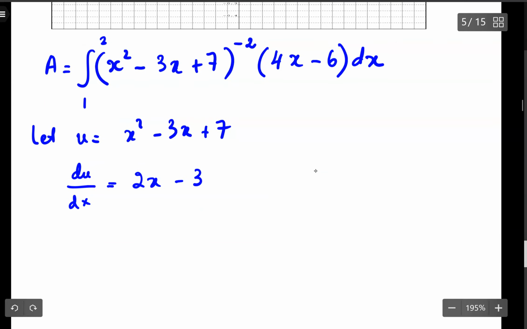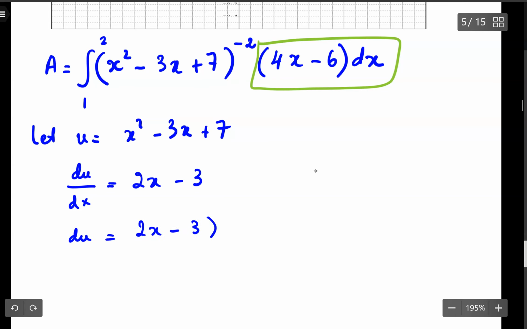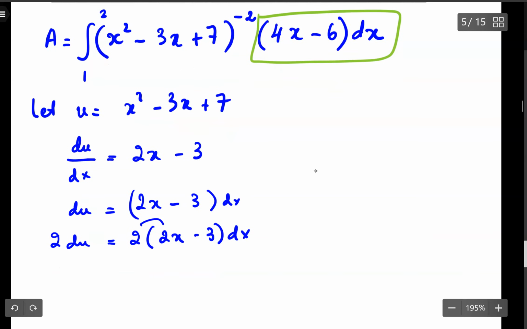But I need to have 4x minus 6 times dx. So what I will do is multiply this over to the other side of the equation, and I will multiply both sides by 2. So 2 du. I distribute this, and I should have 4x minus 6 dx.